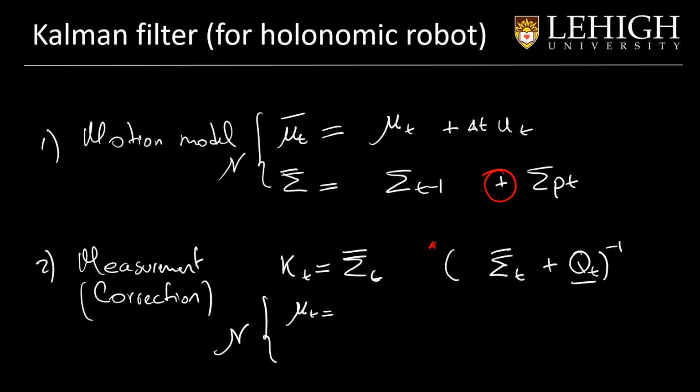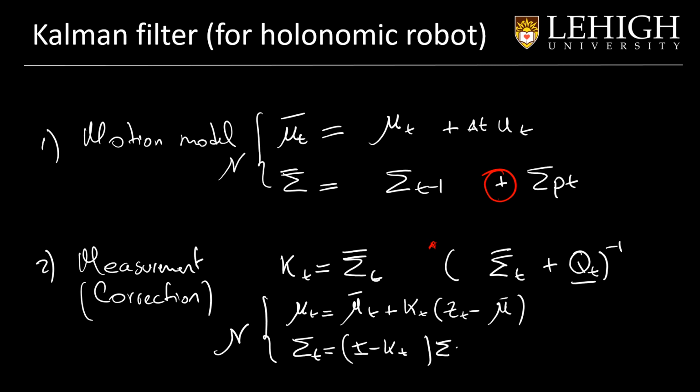Okay, so our result will be: the mean at time t will be equal to the mean of the previous normal distribution that comes from the motion model plus the Kalman gain, that relates the measurement and the previous estimation. Now the covariance will be equal to I minus Kt, and this is Kt.